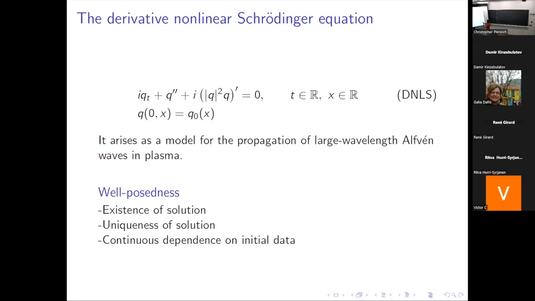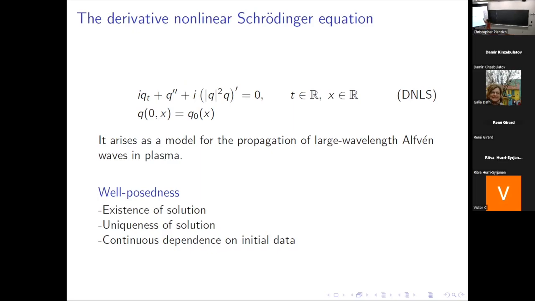I can hide myself from the Zoom one second to show you that we have here a linear part that is the Schrödinger linear part. So we have i times the time derivative of q plus two derivatives of q with respect to space. Whenever I write prime, it means derivative with respect to my spatial variable x. And then we have a nonlinear part that is cubic, and it also has a derivative.